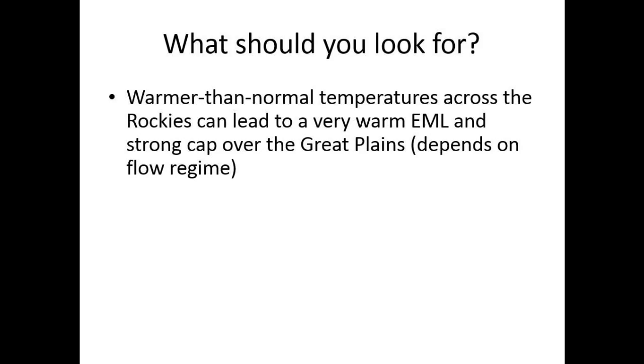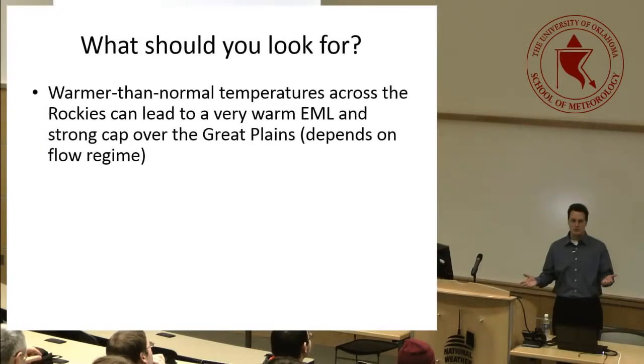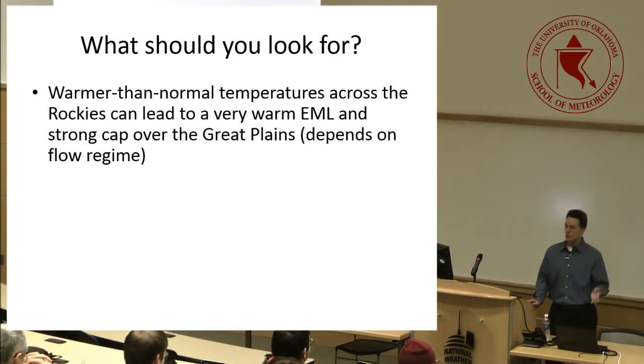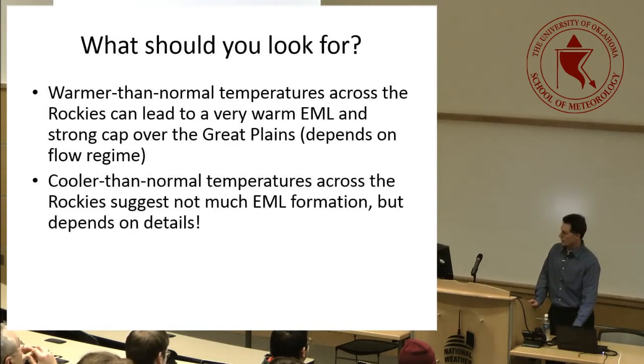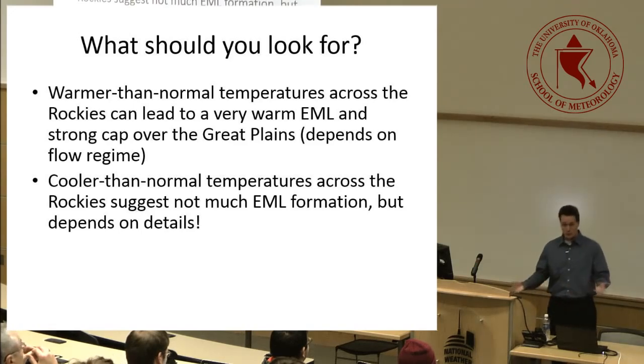All right, so what should you look for? One thing is, look at the surface temperatures out there: Salt Lake City, Durango, Colorado, Albuquerque, Flagstaff. If it's way above normal out there, if they're having record highs, that's going to say something about the warmth of the mixed layer that's likely to come east over the plains. If it's cooler than normal, it may or may not mean a deeper mixed layer. It might mean that you don't have as much of one.